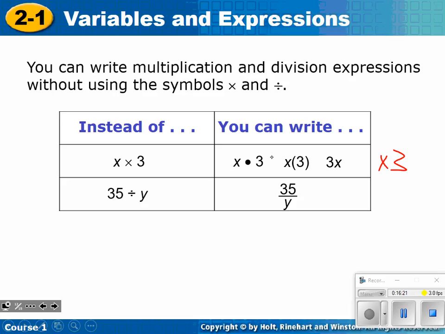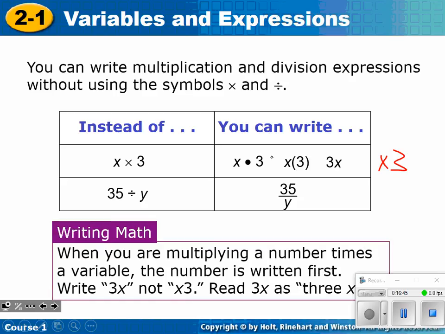Notice, the top number, the first one, is the top number. You have to be careful about order. 35, you read it top to bottom. 35 divided by y. Okay? So those are new things for you to learn, and remember how we represent multiplication and division. And like I said, x3, don't do it. I will get angry.